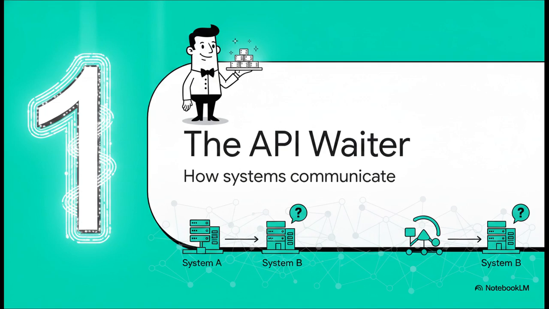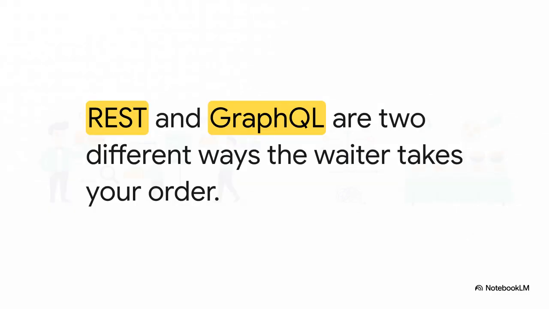Section 1. The API Waiter. How systems communicate. Okay, let's dive into this by grounding ourselves in a super familiar concept. If you saw our previous explainer on APIs, you might remember that an API, an application programming interface, is essentially a messenger. It's like a waiter at a restaurant taking your order from the table back to the kitchen and then bringing your food back to you, right? When an app requests data, it needs a clear, consistent way to ask for things and get a predictable response.